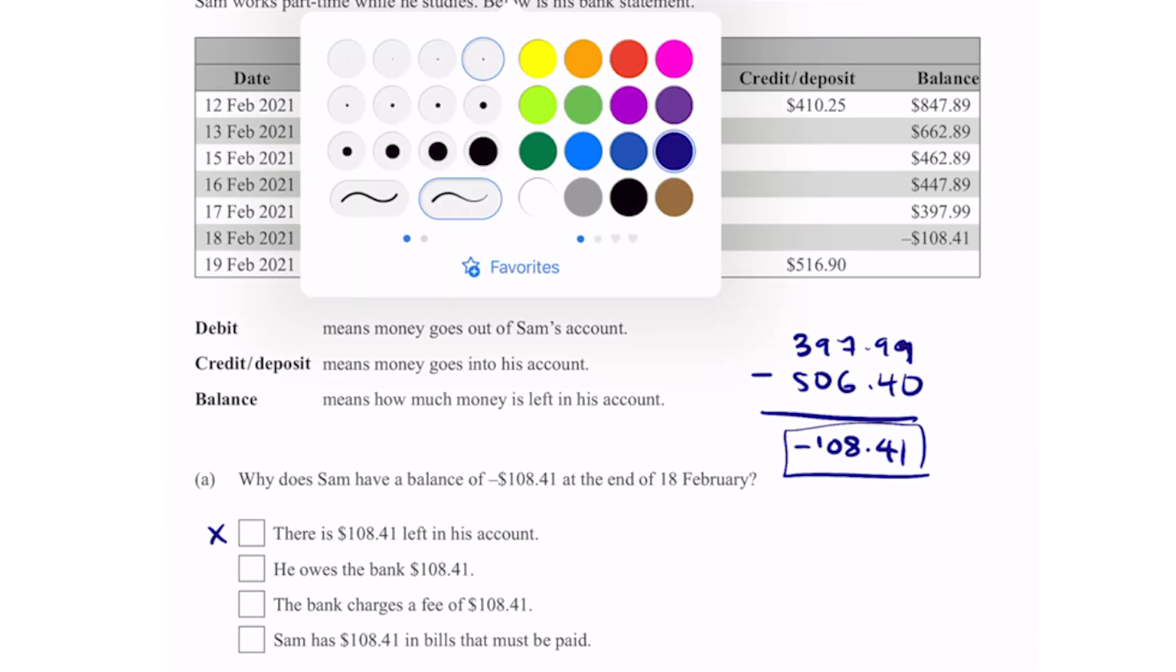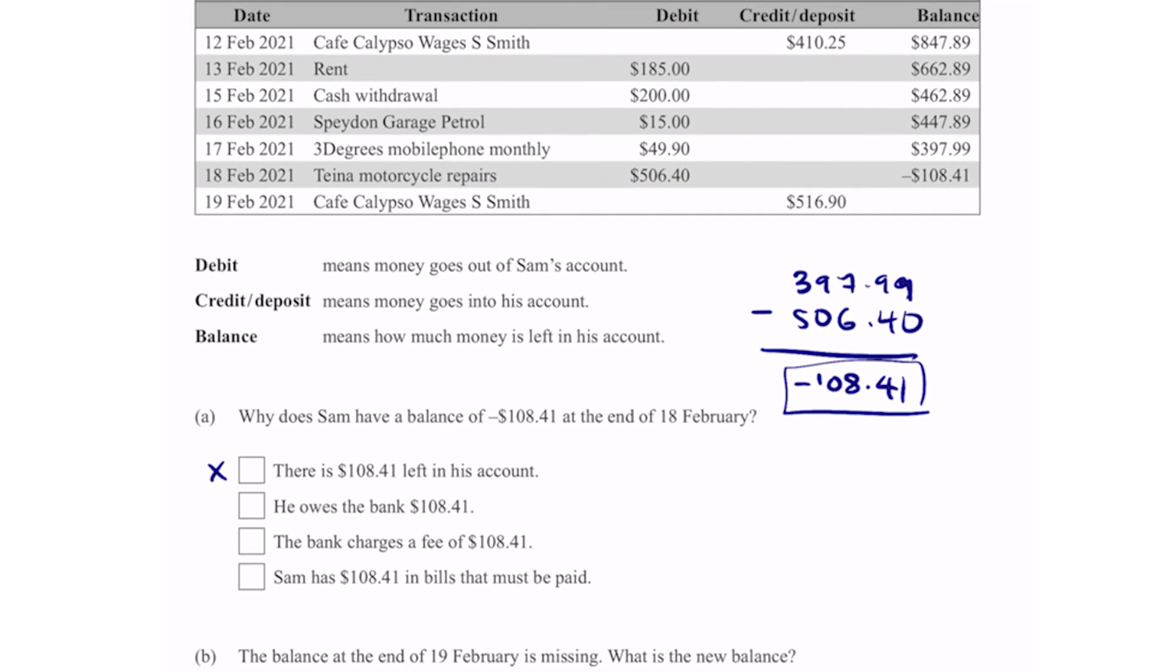So he didn't have $108.41. I guess the bank has paid that on his behalf, right? So he actually owes the bank that money back. He used money which wasn't his. And so I would say that this would be the answer. The bank's not charging him a fee. He's not paying a fee of $108.